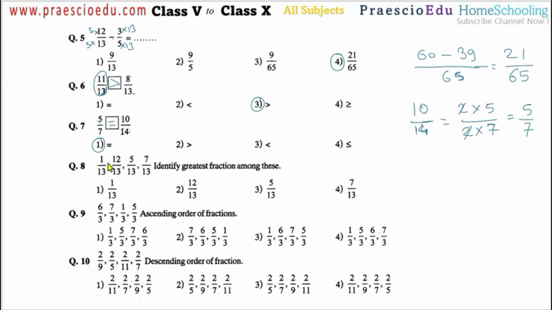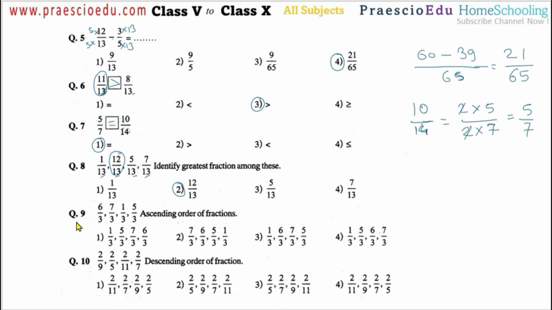Now question number 8: 1 upon 13, 12 upon 13, 5 upon 13, 7 upon 13. All have 13 as the denominator. Identify the greatest fraction among these. For choosing the greatest one, we have to compare on numerator basis because the denominators are the same. If the numerator's digit is greater, that fraction is greater. So here 12 is greater, which means 12 by 13 is the greatest fraction. So 12 by 13 means option number 2.